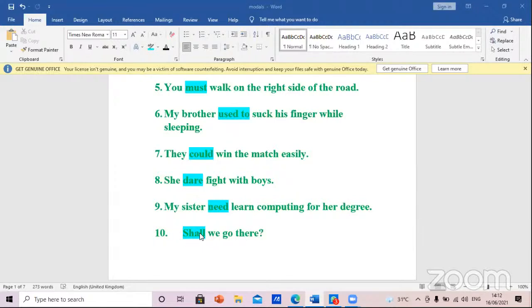Shall we go there? Shall. It is a proposal. Right? I propose whether we can go there. Right? Shall we go there? Shall we play cricket? Right? Like that.